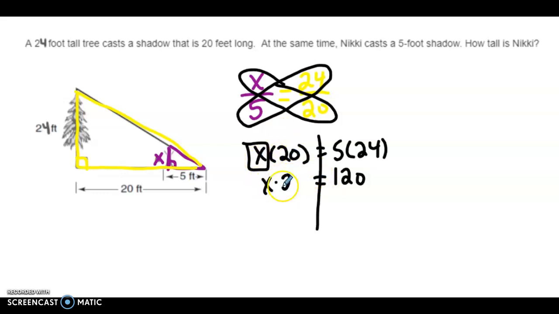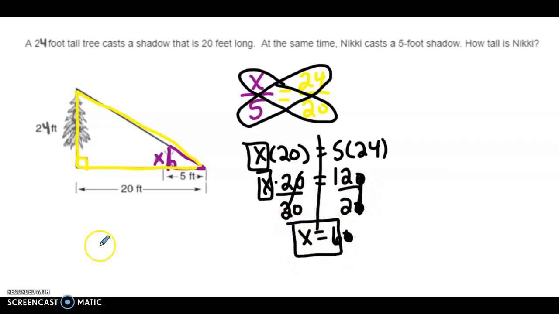And remember, it doesn't matter if you use the dot or the parentheses or the X for multiply. We're trying to get the X by itself, so we need to do the opposite of multiplying by 20, which is dividing each side by 20. And 120 divided by 20 is 6. Sorry about that, I misspoke earlier. So she is 6 feet tall.